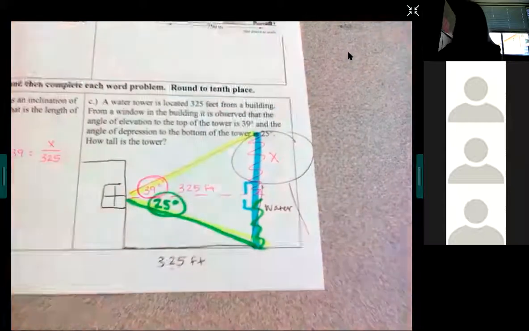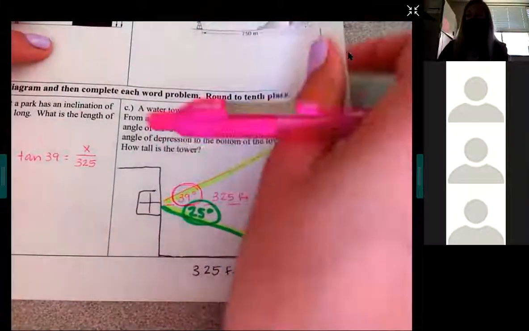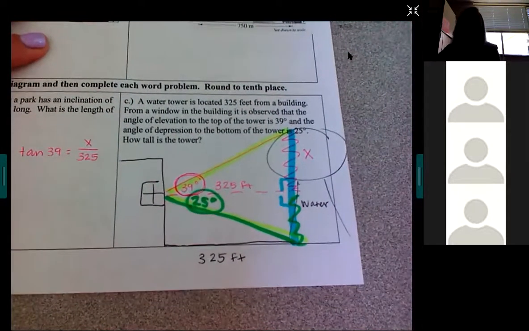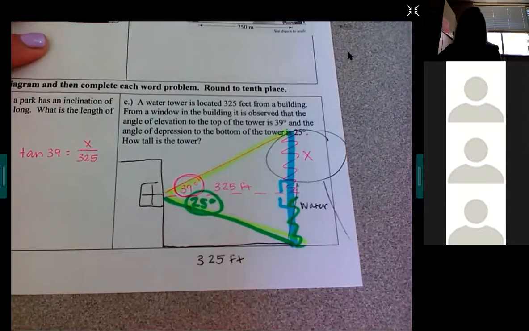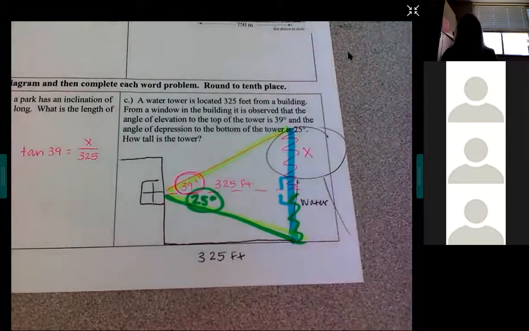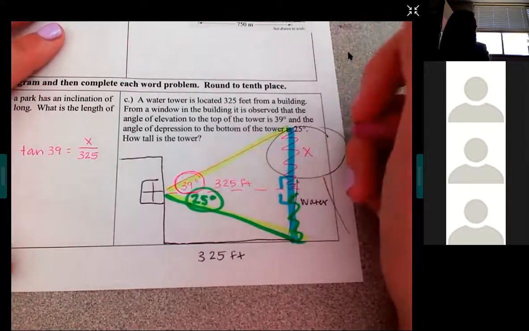If you are struggling with this, I need you to ask me questions. I feel like some of y'all just like to say you're struggling to use it as an excuse. I hope not. How would you get x by itself? Multiply 325. Good. So 325 tangent of 39. Did you guys get for the top part of the water tower that it's 263.2?